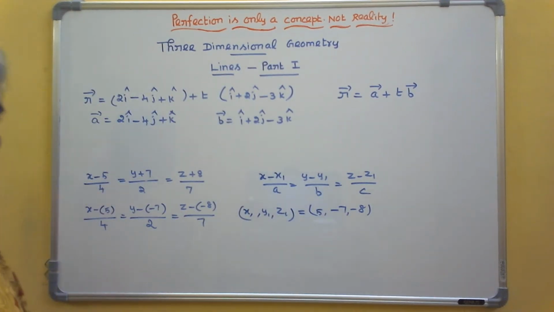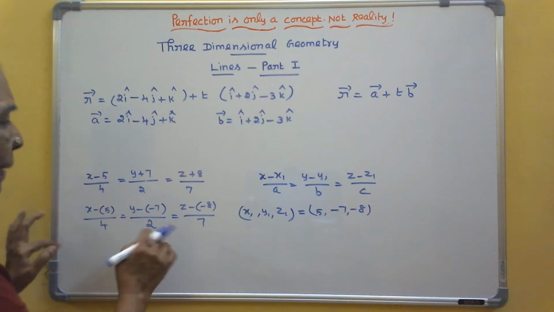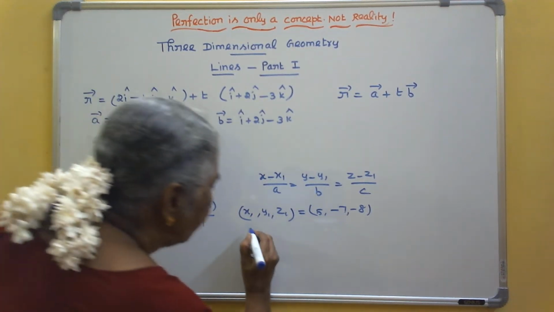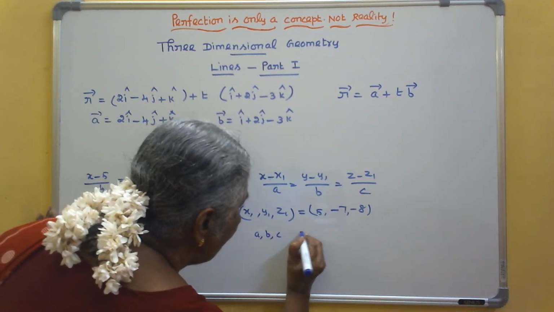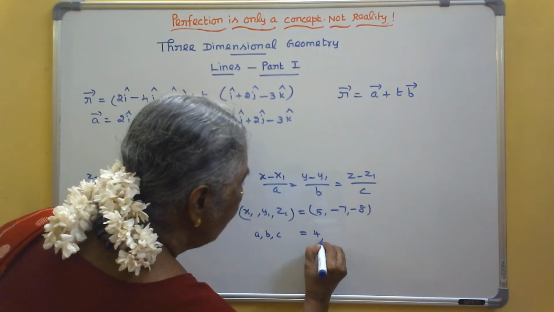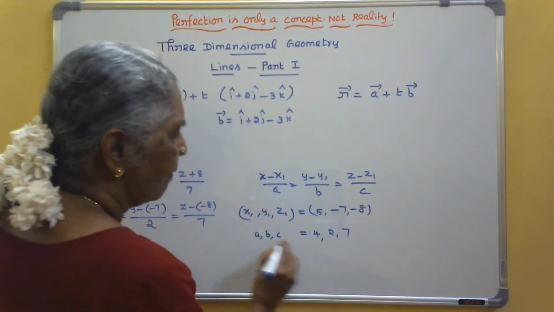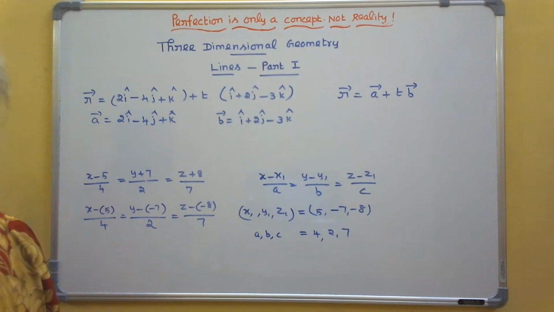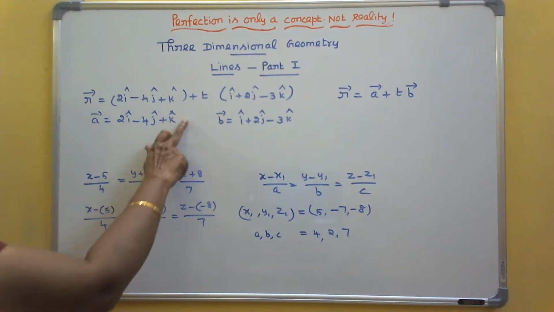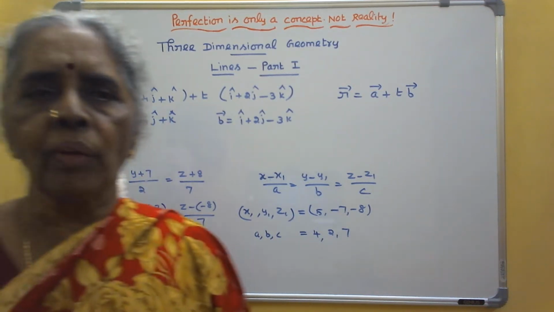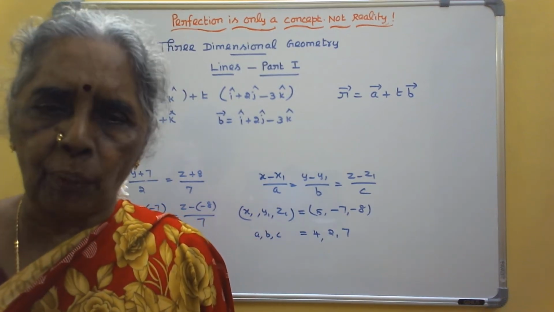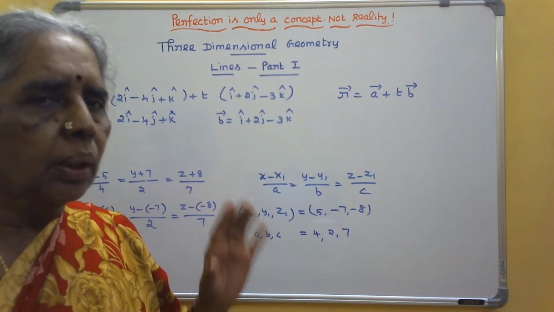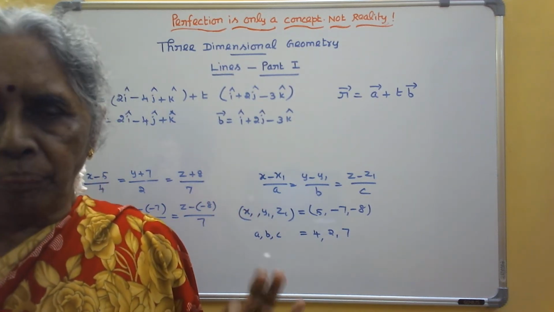Clear? Now, coming to the a, b, c, that is the DRs, that is 4, 2 and 7. So I will write a comma b comma c is equal to 4 comma 2 comma 7. This represents the direction ratios of the line. So, whichever format it is given, you will be able to find out what is the point and what are the direction ratios. Hope this is clear to you. Okay?